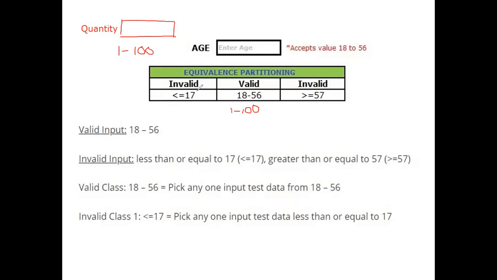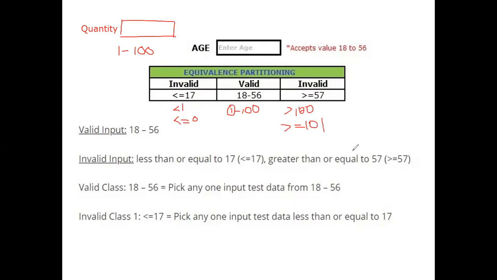Here, what is the first invalid class? Yes. It should be less than 1, or else you can say less than or equal to 0, right? Not less than or equal to 1 because 1 belongs here. Then what is the next invalid range? Yes, greater than 100, or else you can say greater than or equal to 101, right? Did you get it clearly?